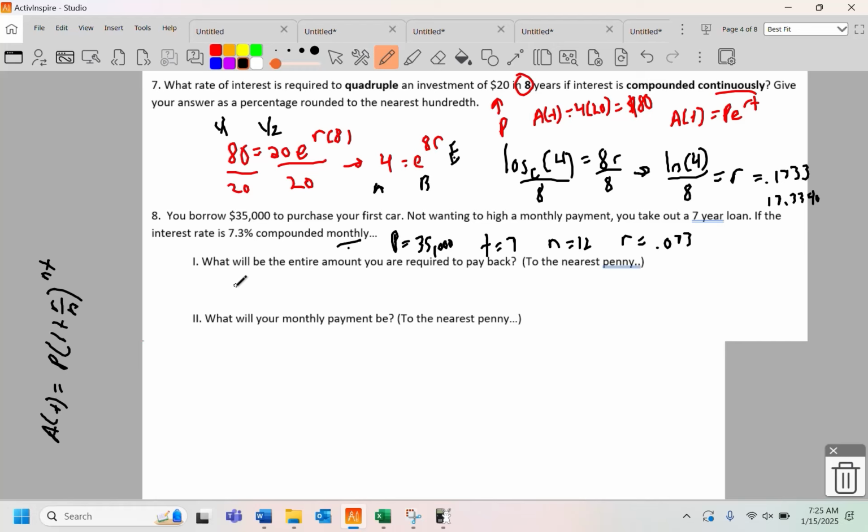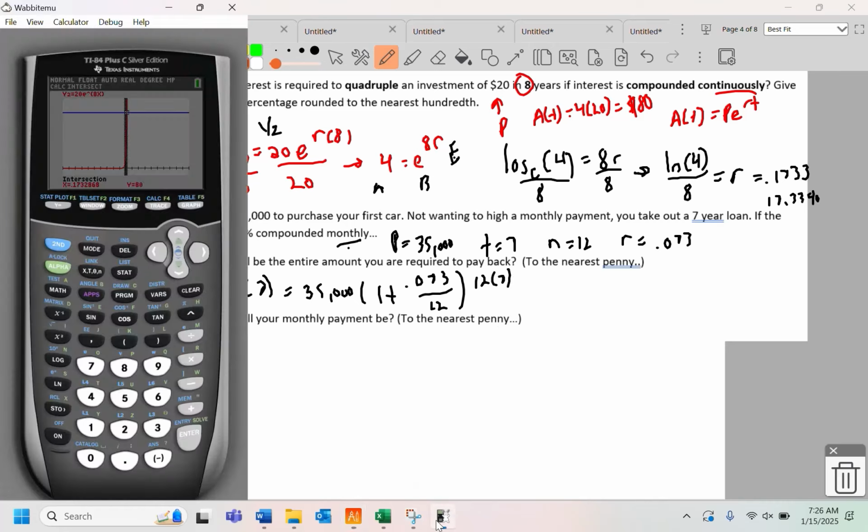All right, so what will be the entire amount? We're plugging in a 7 everywhere you see a T. The amount in 7 years is the principal of 35,000 times 1 plus 0.073 over n, which is 12, raised to the nt, 12 times 7. If you don't know that's 84, so be it. TI-84 ain't going to judge you. It's not going to.